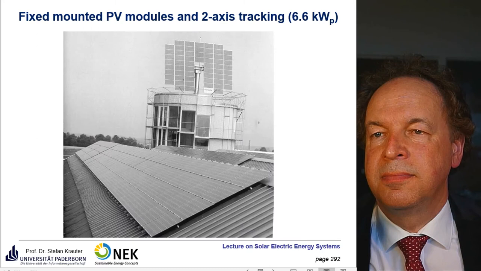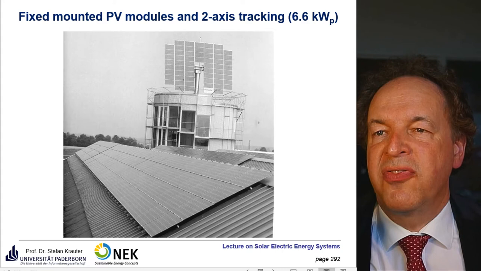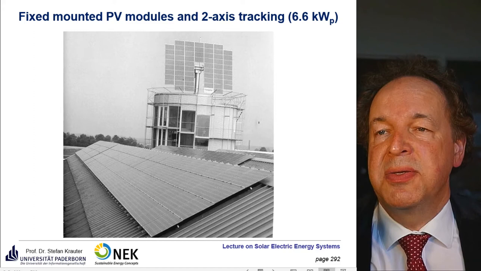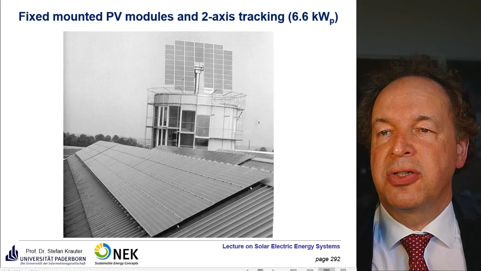Here you see on the left part a fixed mounted module, and on top of this round building a two-axis tracking. Remember the chapter with the irradiance? You remember that it's about 30%, and for a two-axis tracking it's even 40% more energy yield, but you have the additional costs in terms of substructure.